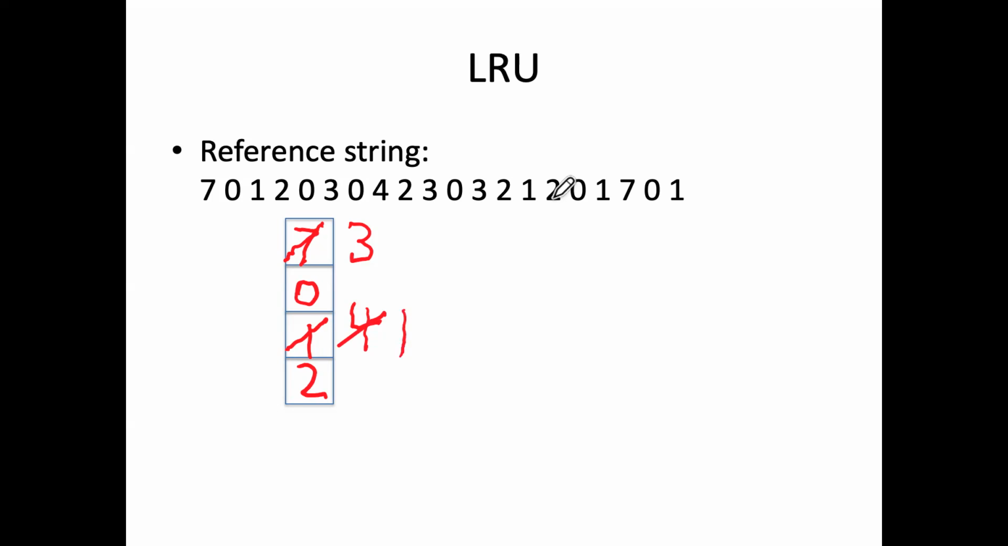And then page 2 is still in memory, so that's not a page fault. Page 0 is still in memory, so that's not a page fault. Page 1 is still in memory, so that's not a page fault. Page 7 isn't in memory, so we have to pick a victim. Now, it better not be page 1, page 0, or page 2. So that leaves page 3. We're going to throw out page 3 to bring in page 7. And then we can access page 0 and then page 1 without page faults because they're still in memory.